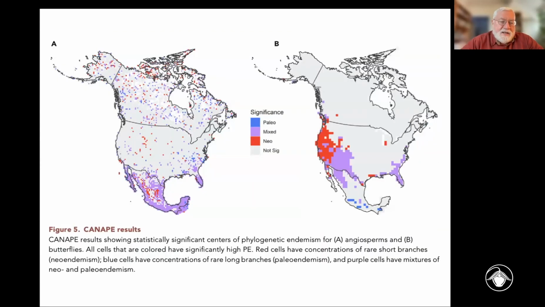Here's Canopy for the angiosperms on the left and the butterflies on the right, and they're quite different patterns. The western US, and barely northwestern Mexico, and southwestern Canada is where the endemism is for the butterflies. Whereas for the vascular plants, as you can see on the left, it's concentrated in Mexico, parts of the southeastern US, and a little bit in places in California.